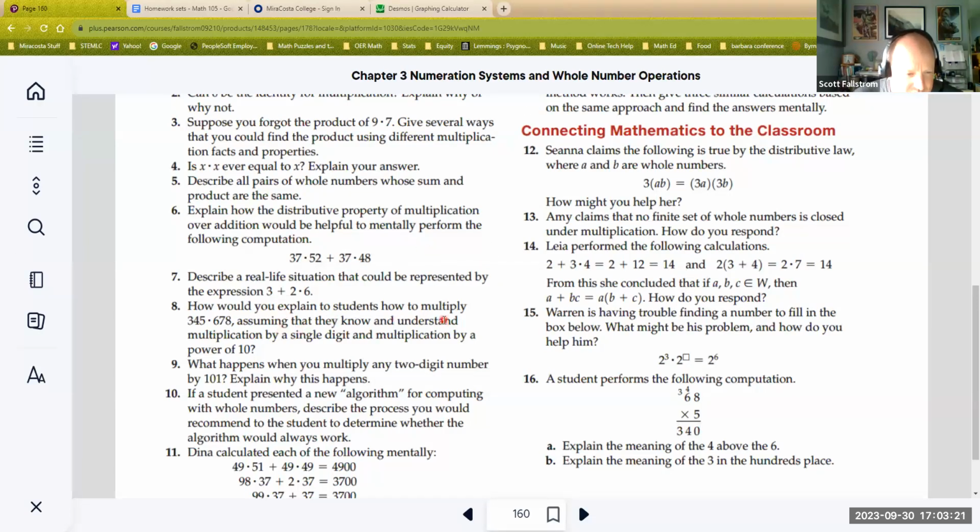How would you explain to students how to multiply this, assuming they know and understand multiplication by a single digit and multiplication by a power of 10? So how do you multiply two 3-digit numbers? Again, as you're going through this process, think about those place values. You could use a traditional algorithm. You could use the partial products algorithm, whatever you think would be best for this type of problem. It's your chance. How would you do it? It's not about what Scott would do. It's about what you would do.